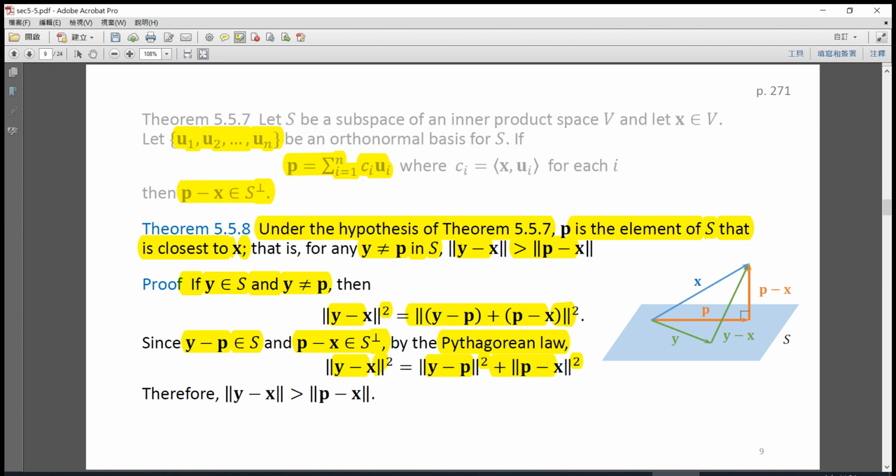Because Y is not equal to P, the norm of Y minus P is greater than 0. Hence, the norm of Y minus X is greater than the norm of P minus X, which means P is the element of S that is closest to X, and the proof is finished.